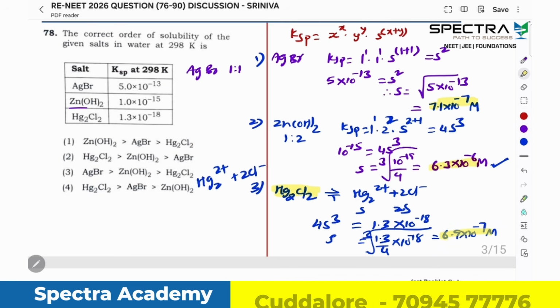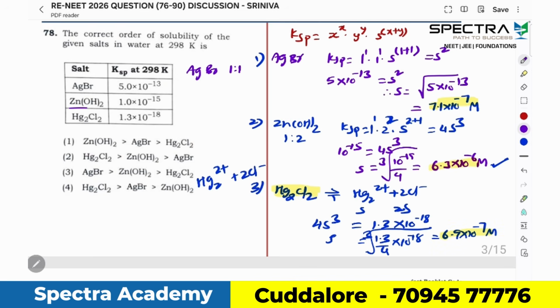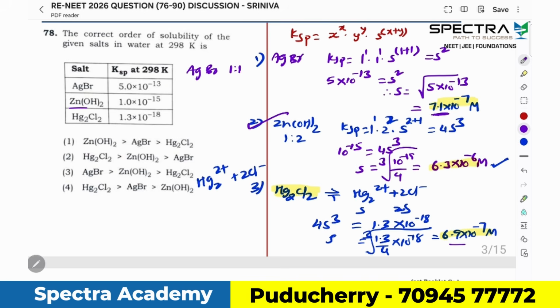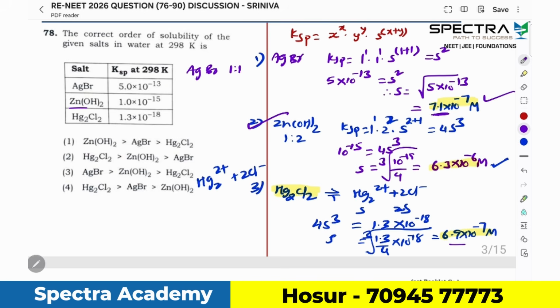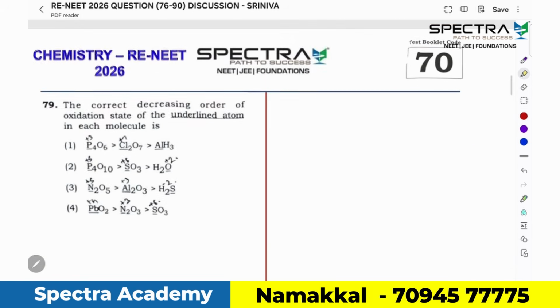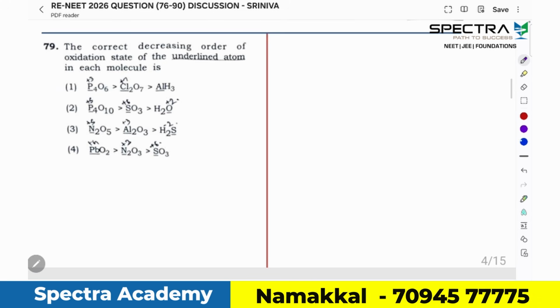So if you compare these values, which is the highest value? 6.3, zinc hydroxide. After that 6.9 and 7.1, which is the highest value? 7.1 into 10 to the power of minus 7. So the answer is option 1: zinc hydroxide, silver bromide, Hg2Cl2. Your final option is option 1 for question number 78.